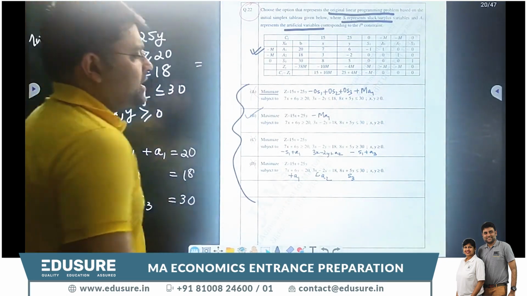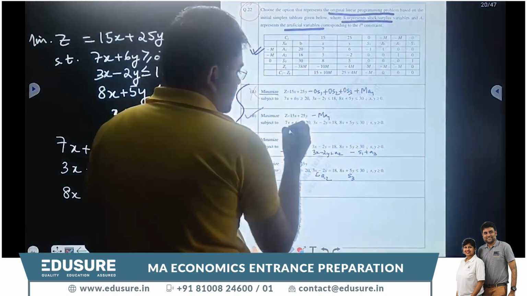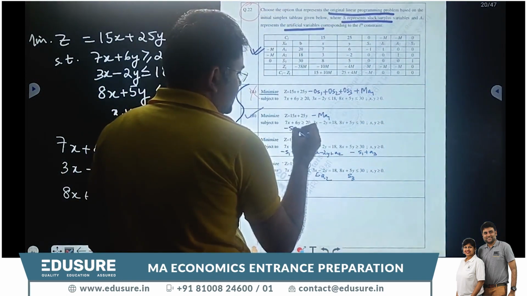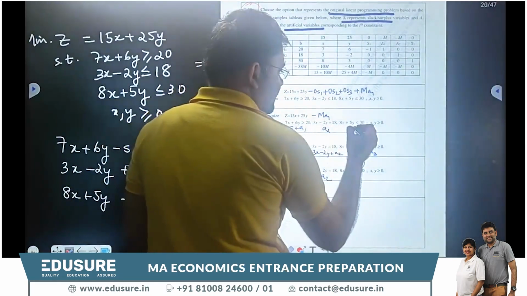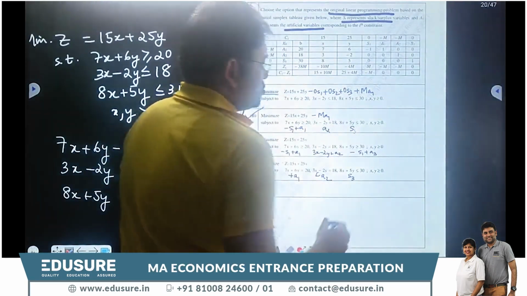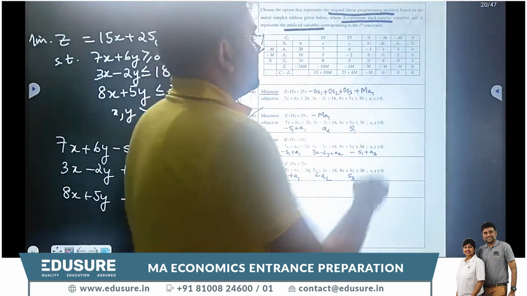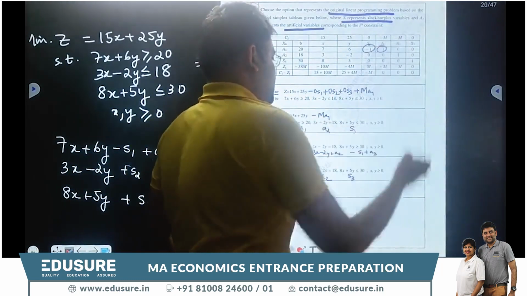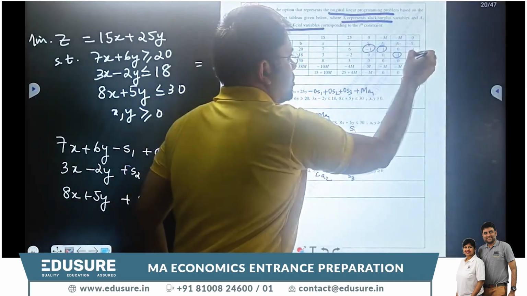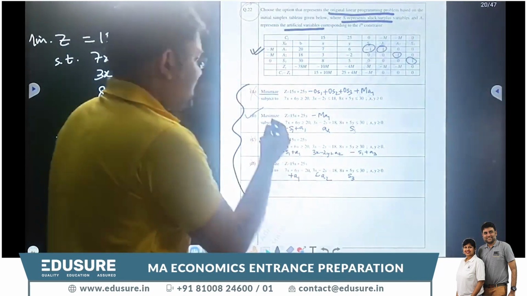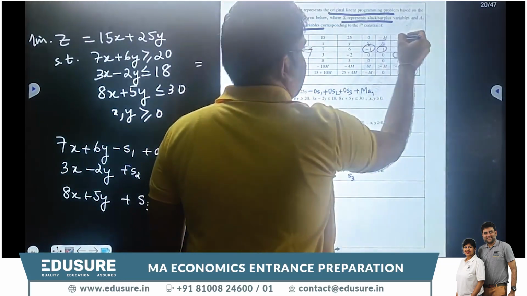If you take a look at B, here I have one slack variable, one artificial variable. Here I will have only one artificial variable. Here I will have only slack variable. So minus s1 plus a1, minus s1 plus a1, only plus a2, only a2, only s3, only s3. And it is a maximizing problem, so it will be minus m.